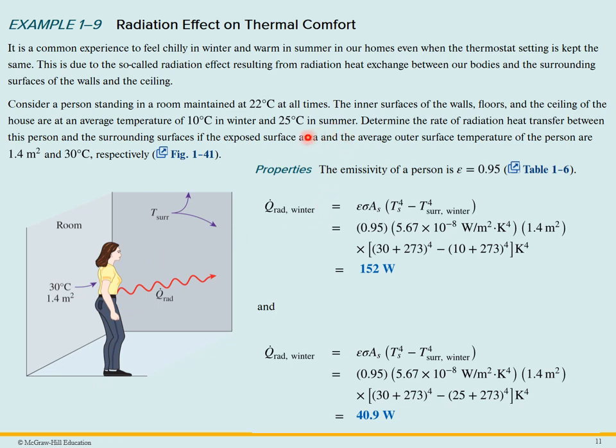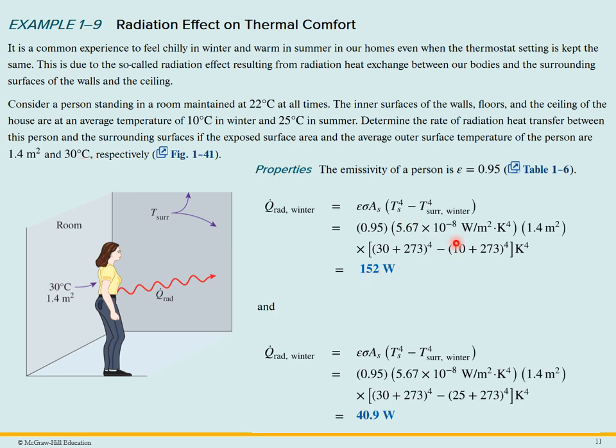Let's take a look at a problem dealing with radiation. This is the radiation effect on thermal comfort. Here, this lady is standing against a wall, and the room is maintained at 22 degrees C. The inner surfaces of the walls are at an average of 10 degrees C in winter and 25 degrees C in summer. Determine the rate of radiation transfer between this person and the surrounding surfaces if the exposed surface area and the outer surface temperature of the person are 1.4 square meters and 30 degrees C.